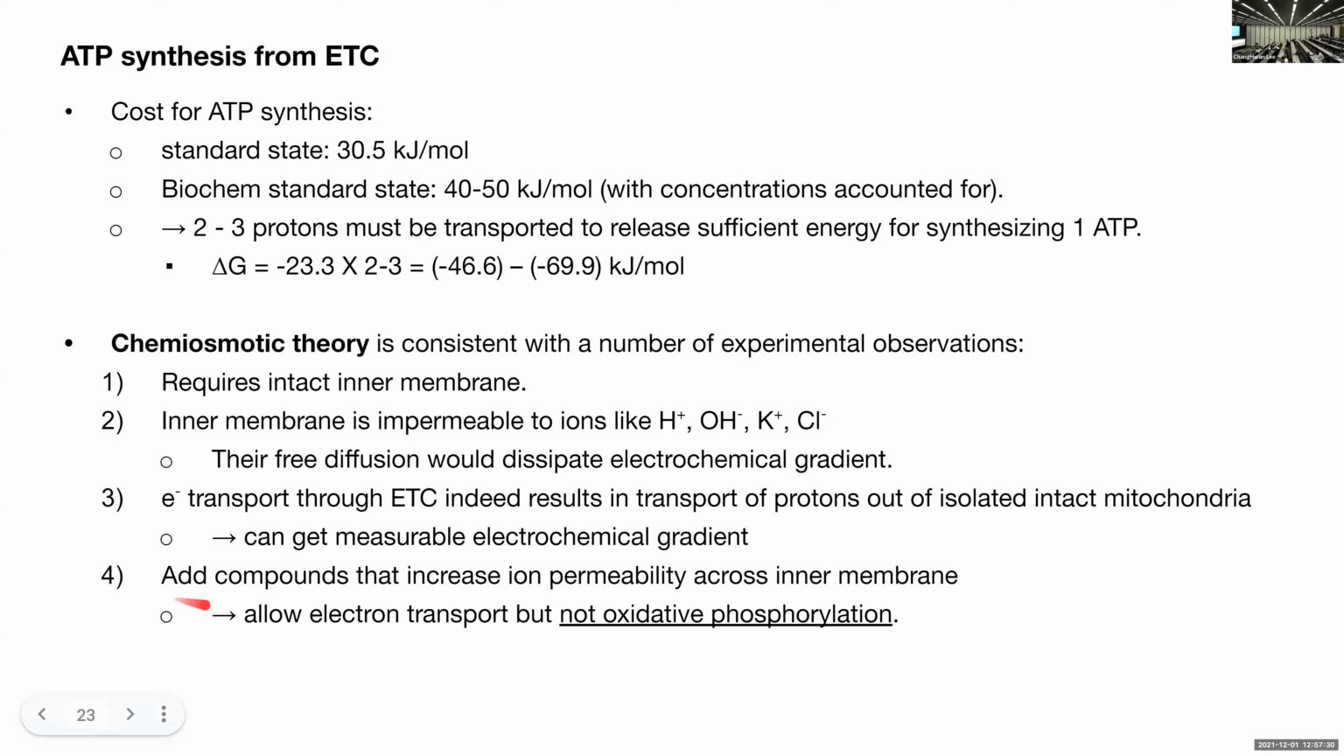And again, adding some compounds or inhibitors that increase the ion permeability disrupts the structure of the inner membrane, and that also affects the function of the mitochondria. In particular, it decouples the electron transport and the oxidative phosphorylation, where ATP is generated. So that means, again, setting up the proton gradient is important, and keeping the inner membrane intact is important.